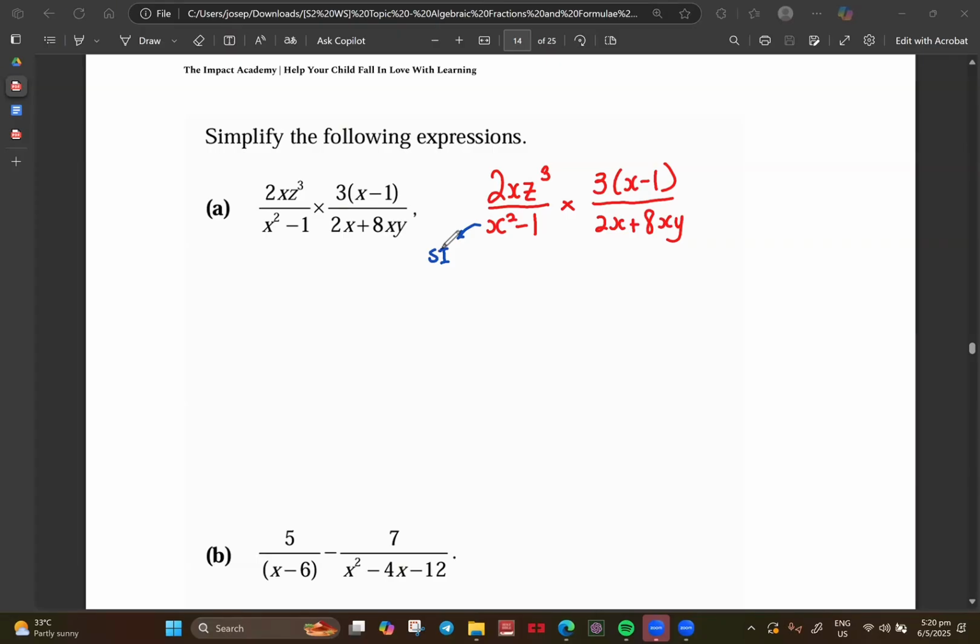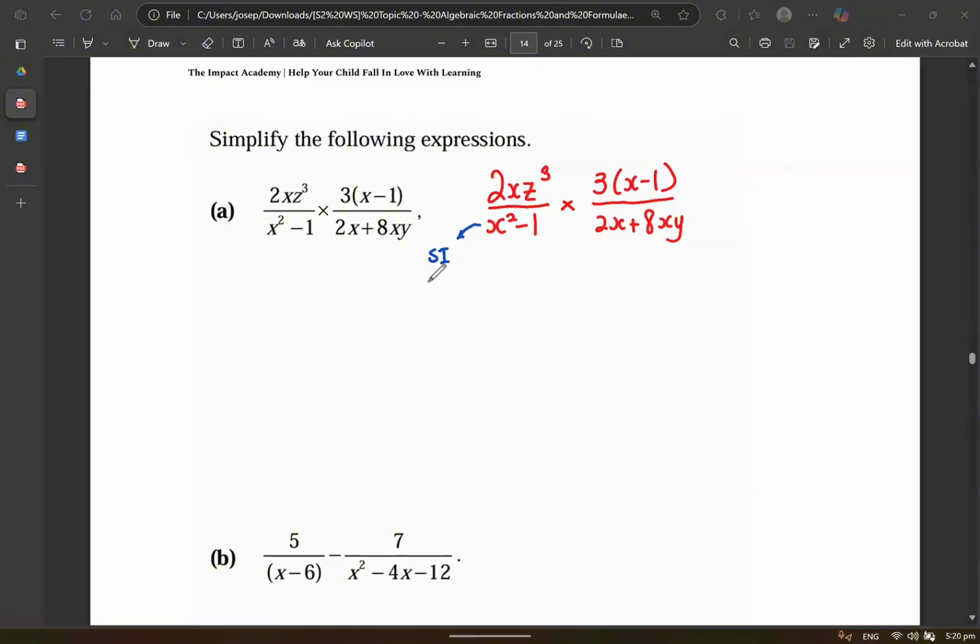If this has to be special identity, what I'm going to do is ask myself, what type is this? Isn't this type 3? Type 3 basically means a squared minus b squared, all right? A squared minus b squared.